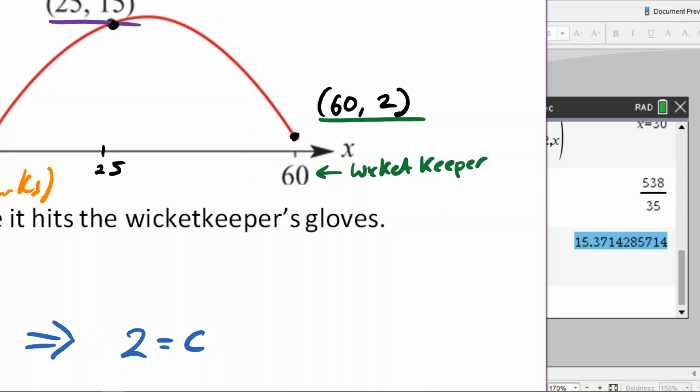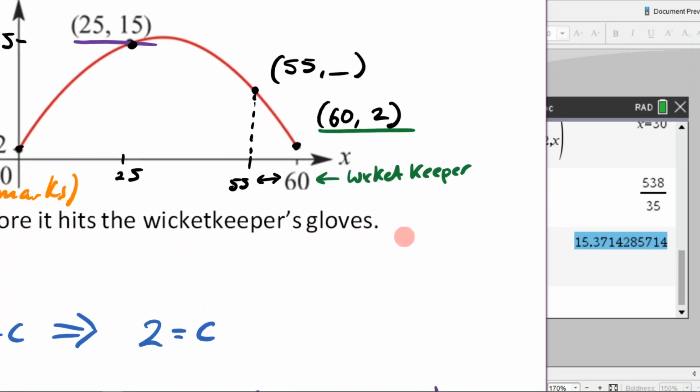So we want to find the height when it's 5 meters before the wicket keeper. That's going to take me to 55. It's getting too many 5s. I need to figure out when x is 55, what will my y be? That's what I need to figure out there.